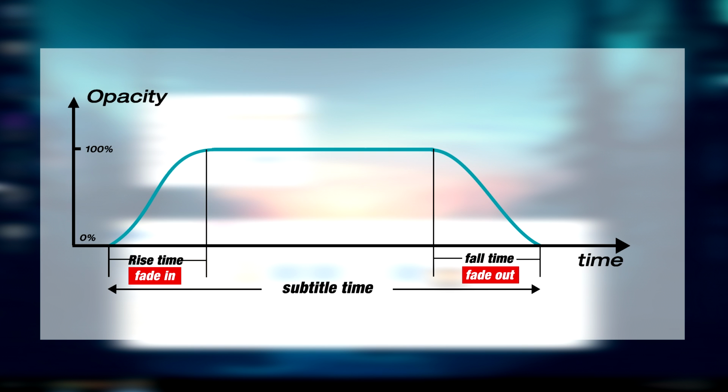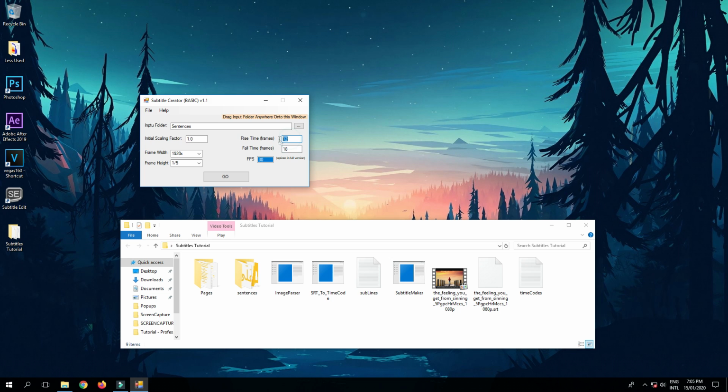We apply a smoothing function to make the subtitles appear more natural. This is similar to ease in and ease out if you're familiar with After Effects. I'll set the rise time to 11 and the fall time to 15 frames. This is with reference to a 30 fps video.